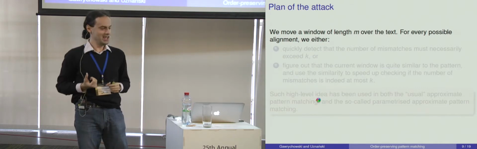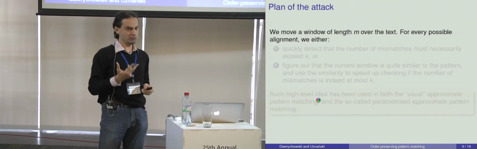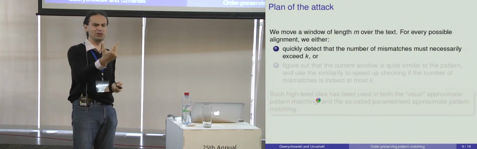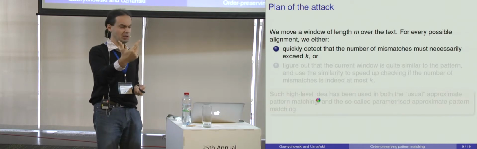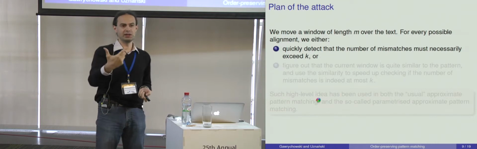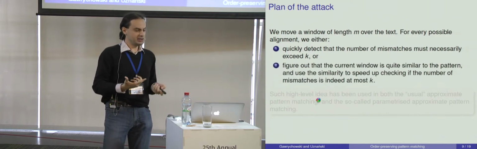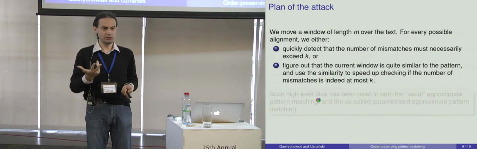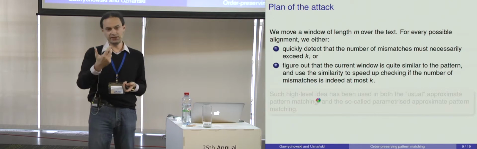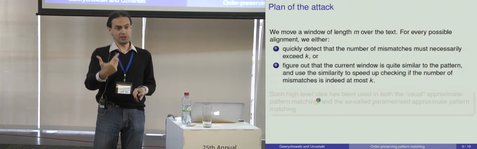And for every possible alignment, so for every possible occurrence, you do one of two things. The first thing is that you somehow very quickly detect that this window cannot correspond to an occurrence, because the number of mismatches must be larger than k. And you use some very quick and simple test to do that. That's one possibility. And if your test tells you that, I'm not sure, then you do some more clever and time-consuming check to verify whether indeed the order-preserving distance is at most k or not. So that's the plan of attack.